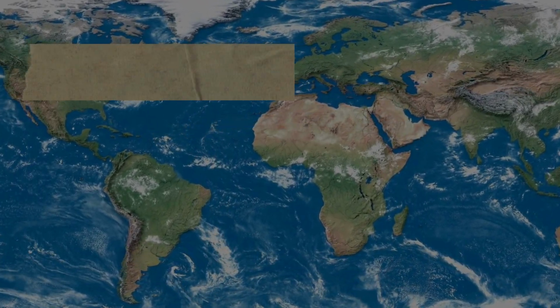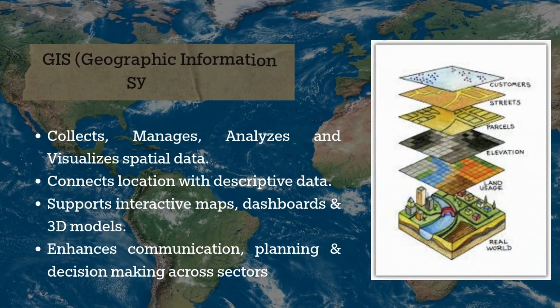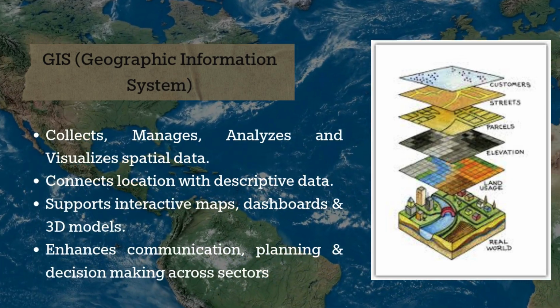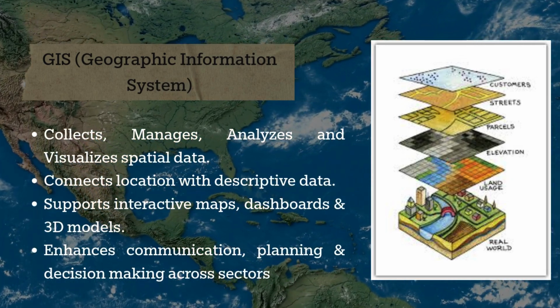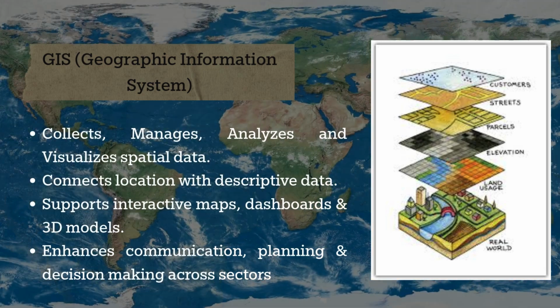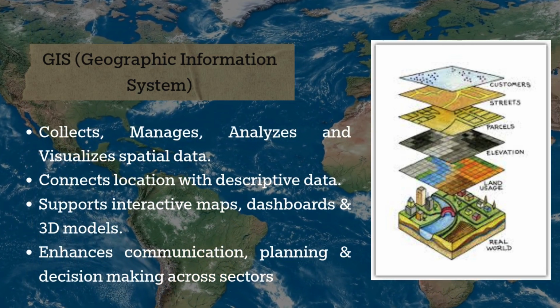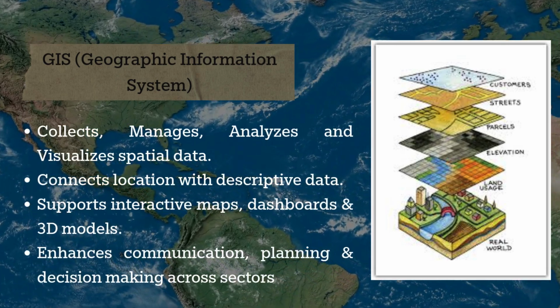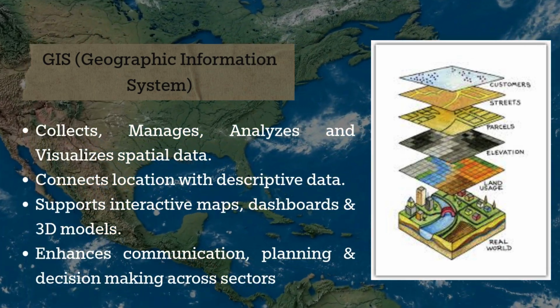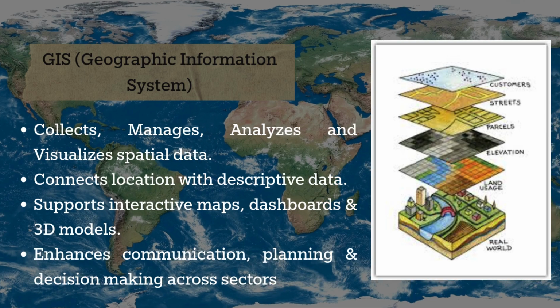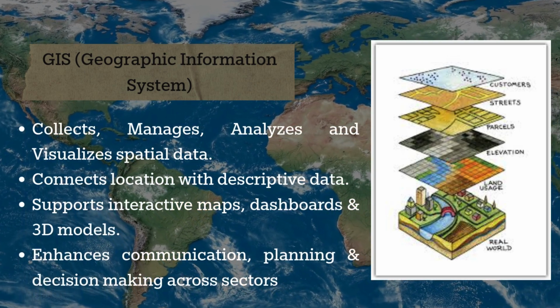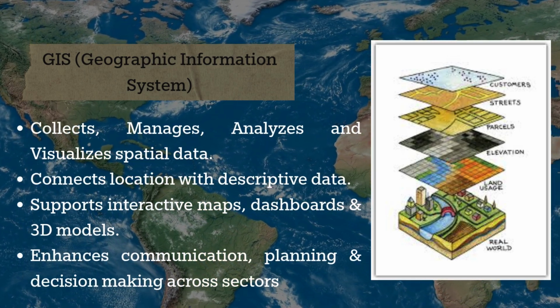Modern Era. GIS, or Geographic Information System, started in the 1960s and is now the backbone of modern digital mapping. It links locations with descriptive data, helping us understand spatial patterns and relationships. By combining different types of information on one interactive map, GIS makes it easier to plan cities, manage resources, monitor the environment, and respond to disasters accurately and efficiently.